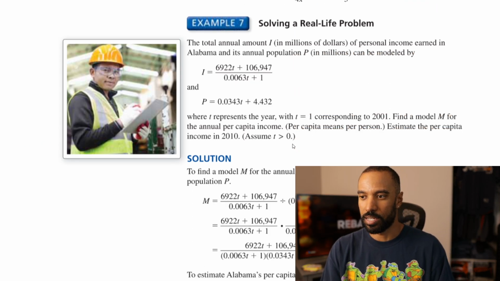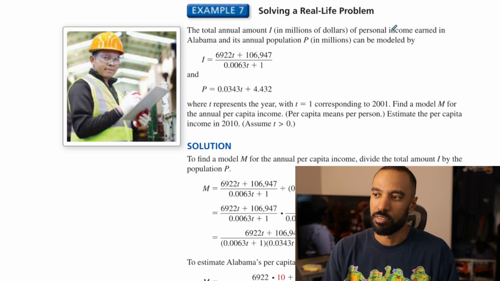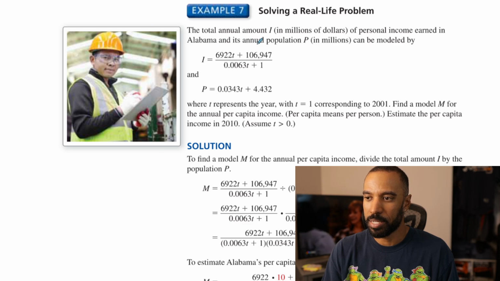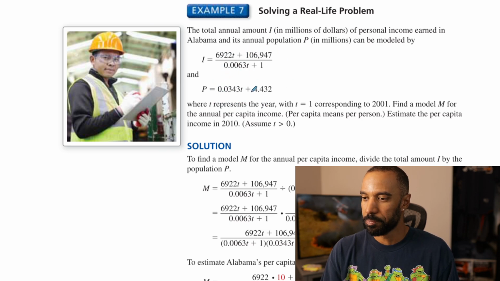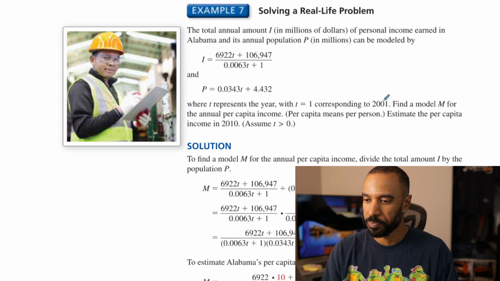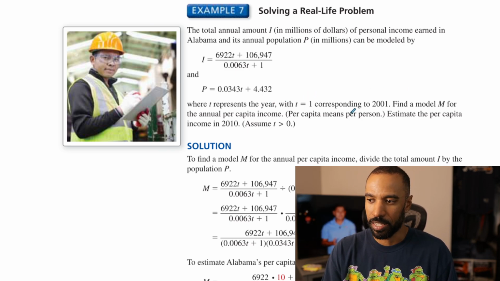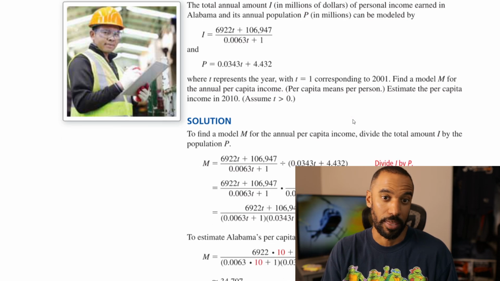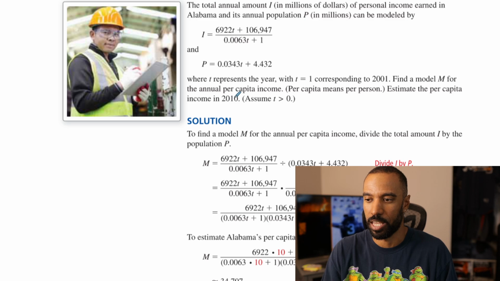Let's keep moving downward, solving a real-life problem. The total annual amount I, in millions of dollars, of personal income earned in Alabama and its annual population P in millions can be modeled by this. I equals this guy. What's T represent? The year. I and P, where T represents the year with T equals 1 corresponding to 2001. It says find a model M for the annual per capita income. Per capita means per person. I don't know why they don't say per person, but it does mean per person. Estimate the per capita income in 2010.